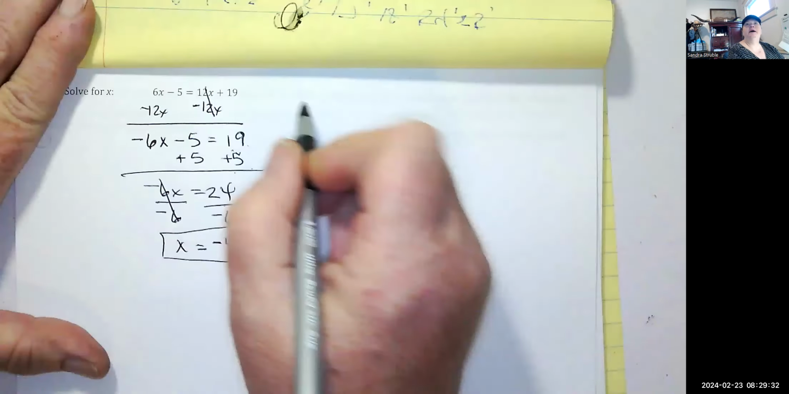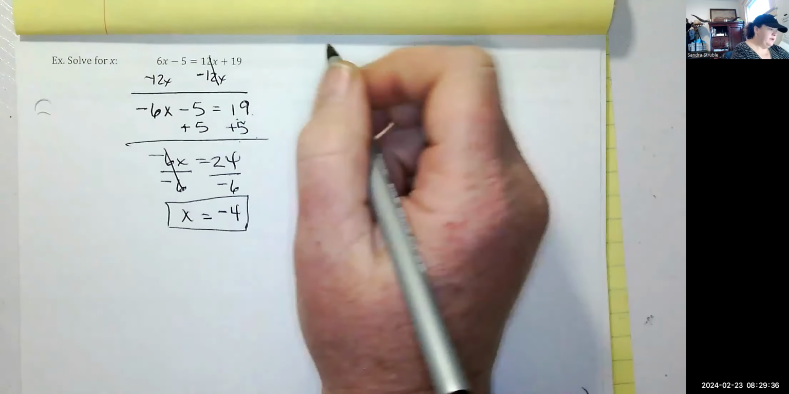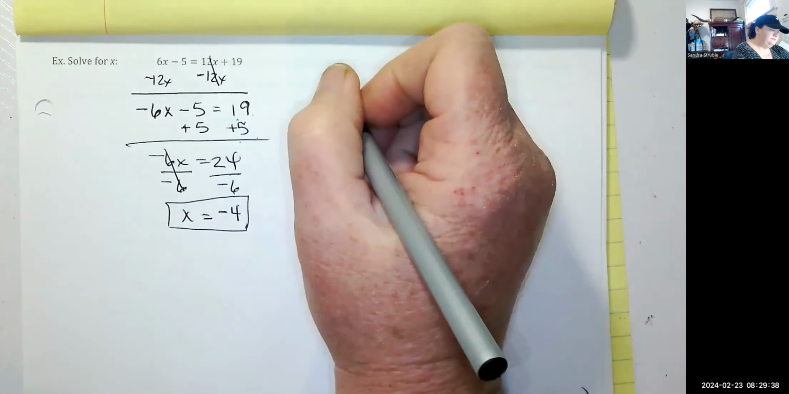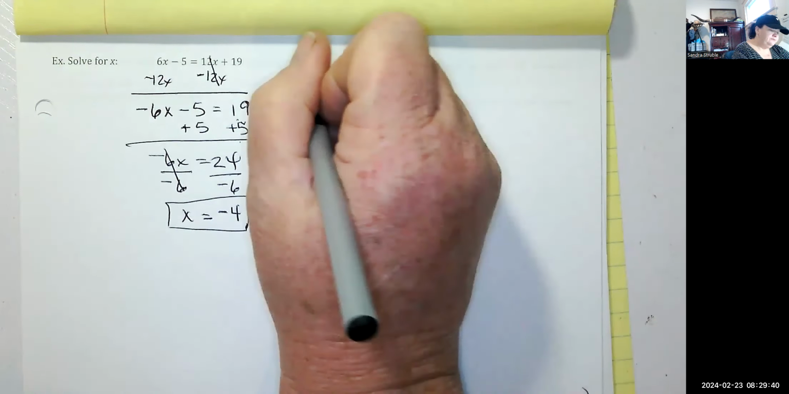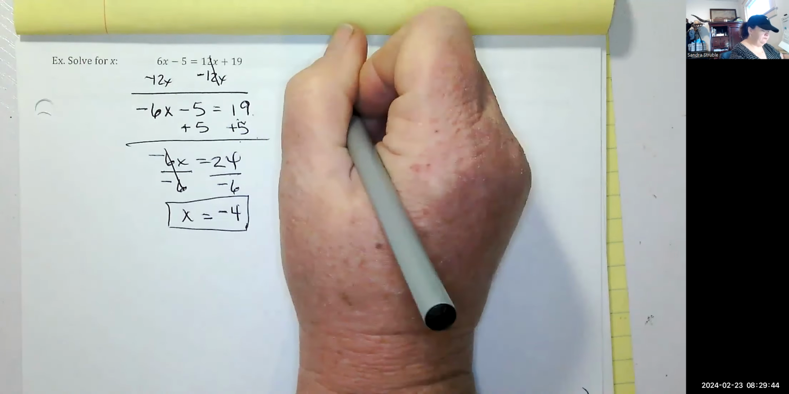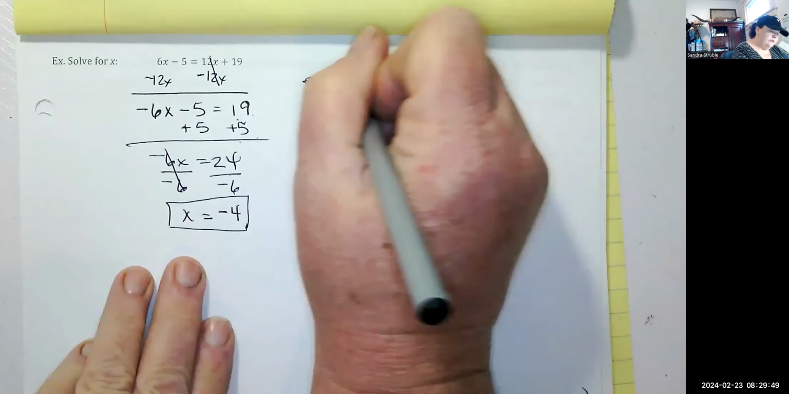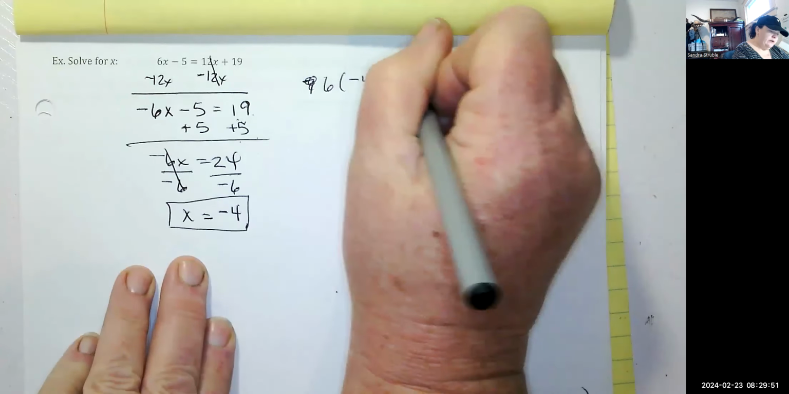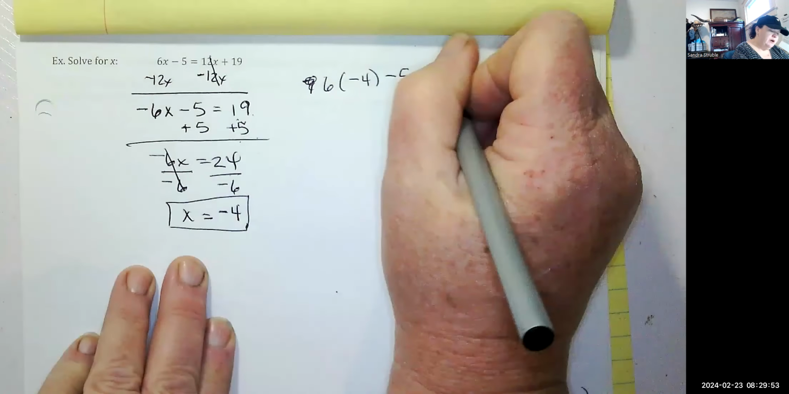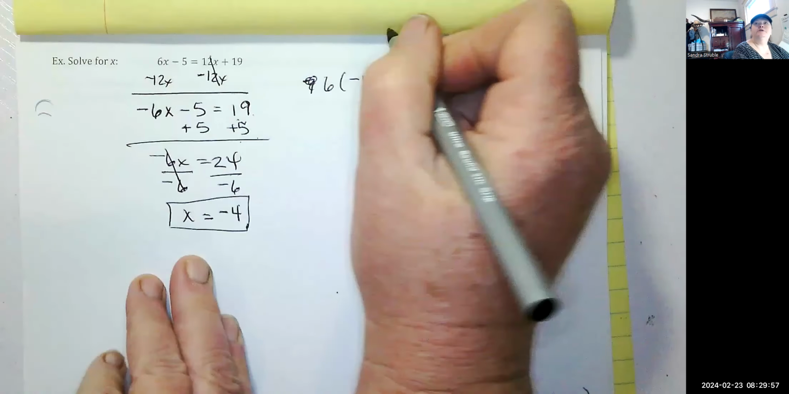All right, let's check that. I guess we can come up all the way up here. 6 times negative 4 minus 5 is equal to 12 times negative 4 plus 19. All right, this is our checking it.